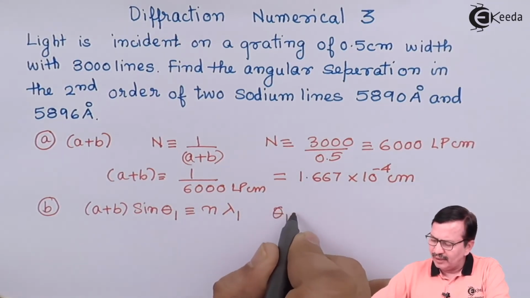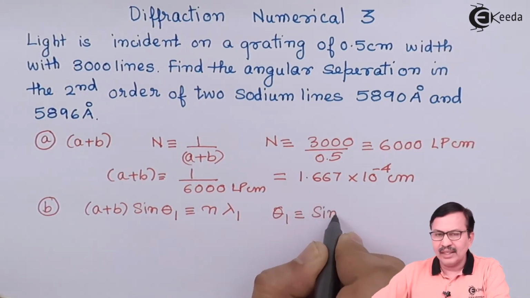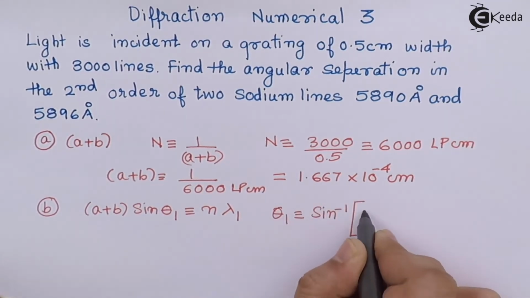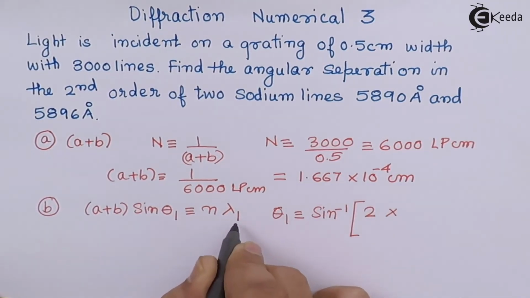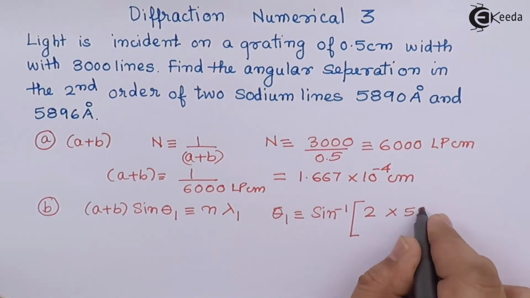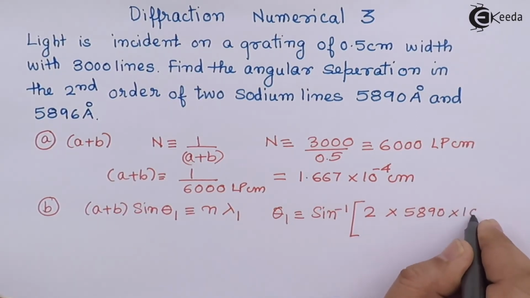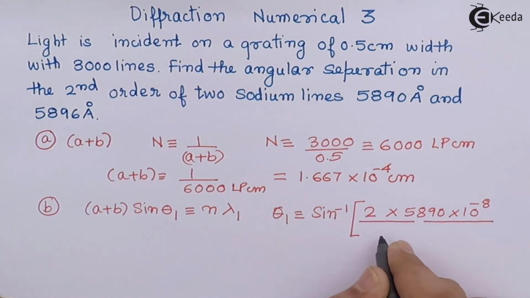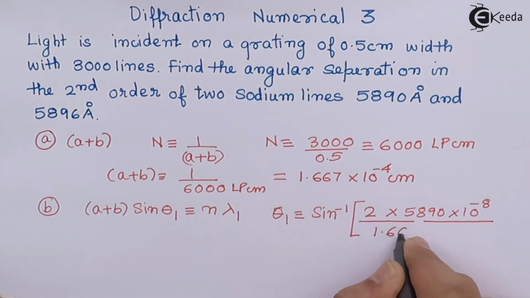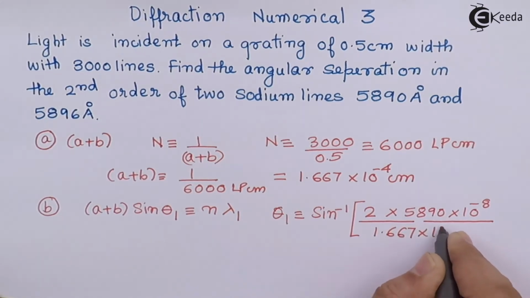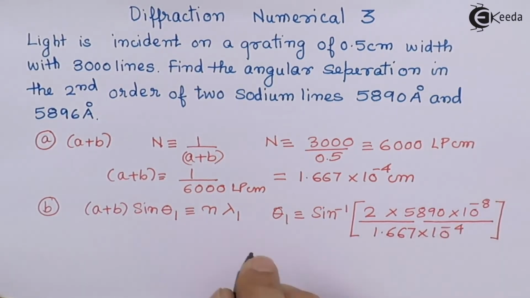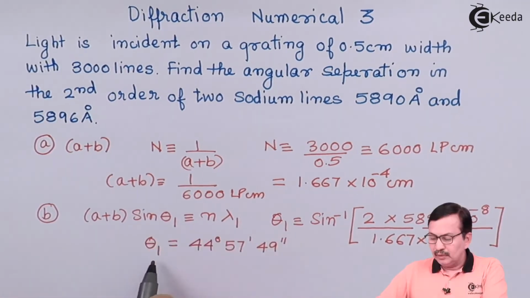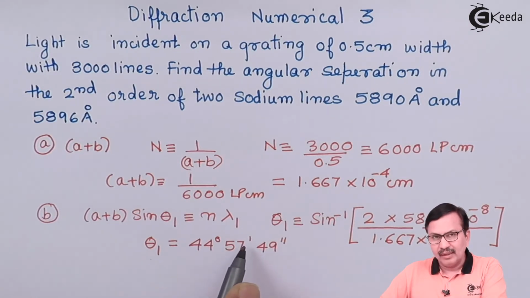So your theta 1 is going to be equal to sine inverse of 2 into lambda 1, which is 5890 into 10 raised to minus 8 centimeters, divided by A plus B, which is 1.667 into 10 raised to minus 4 centimeters. I take the sine inverse of that. This value turns out to be theta 1 equal to 44 degrees, 57 minutes and 49 seconds.